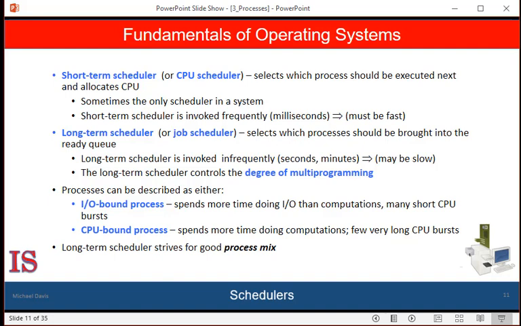The process can issue an input-output request and then be placed in an I/O wait queue. The process could create a new child process and be placed in a wait queue while it waits for the child's termination. The process could be removed forcibly from the core as a result of an interrupt or having its time slice expire and be put back in the ready queue.